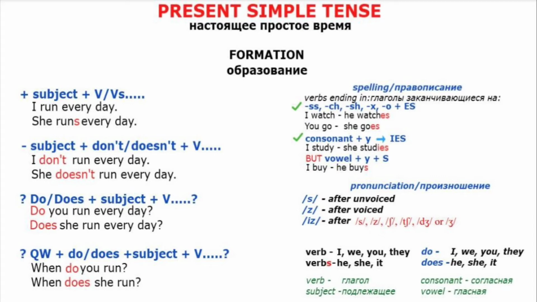The next one is interrogative sentence. We start it with do or does, plus subject, plus verb. For example, do you run every day? Does she run every day? Again, do plus you, does plus she.